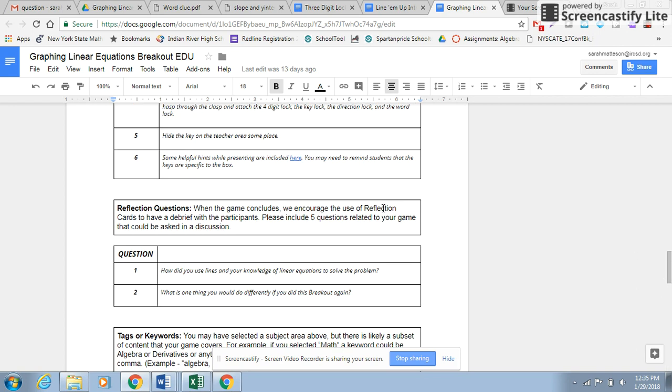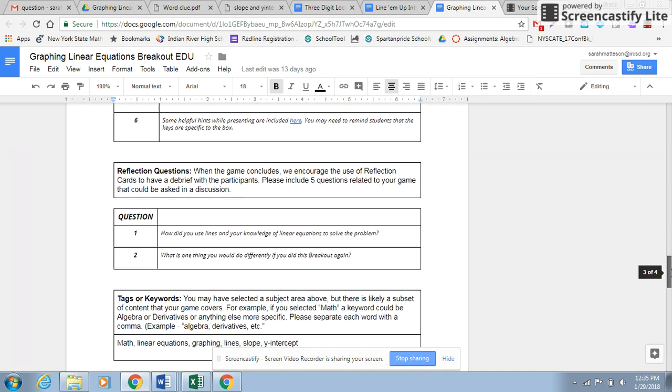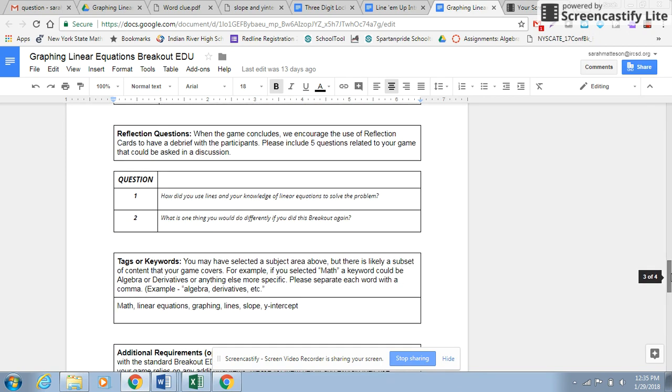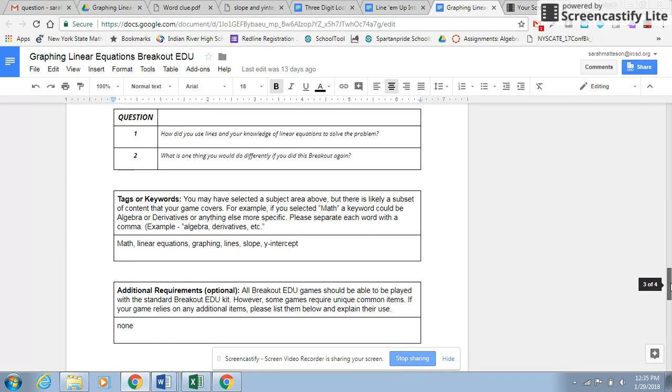Some helpful hints are included here that I usually tell my teachers that it might be worth your time to look at, and how you can present this task to your students, and some pointers on how to read the locks and things like that that might help you as well. I do have some follow-up questions. I usually like to end with 5 minutes at the end, so teachers can follow up with their students and ask some questions, such as how did the use of lines and your knowledge of linear equations help you to solve it? And what's one thing you would do differently if you did this breakout again? You'll be surprised at the answers that students will give you.